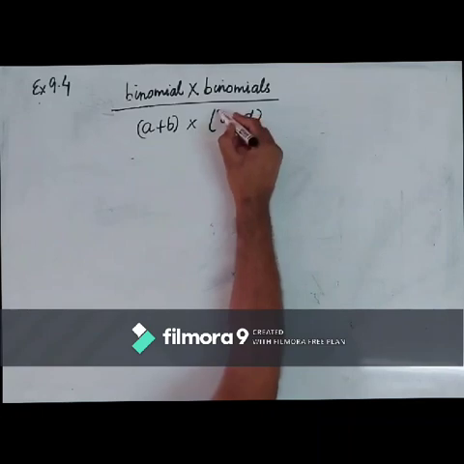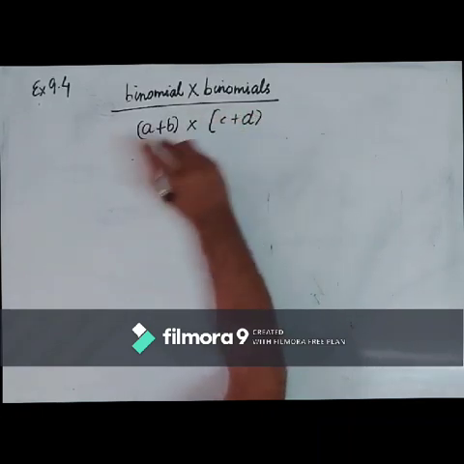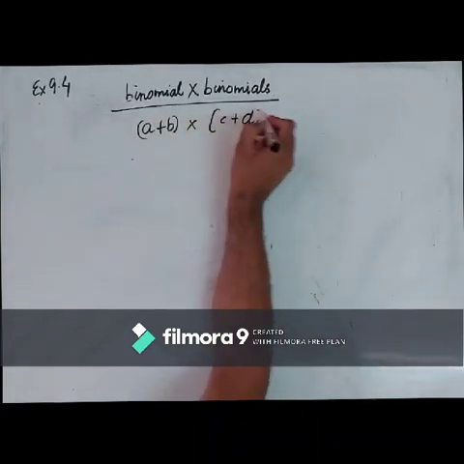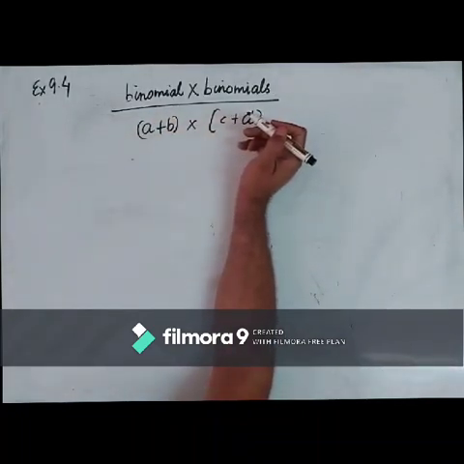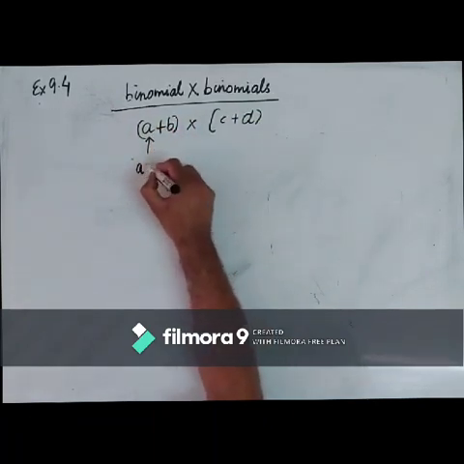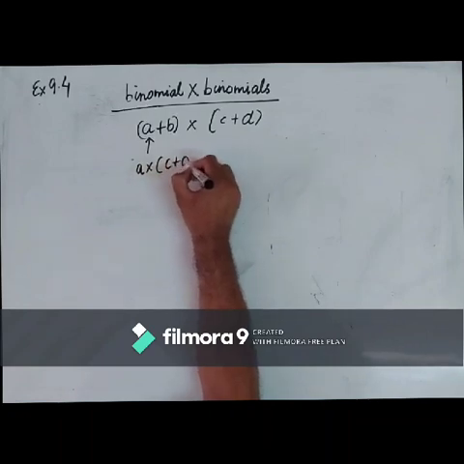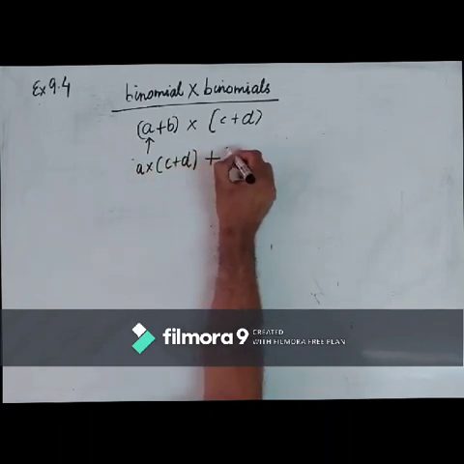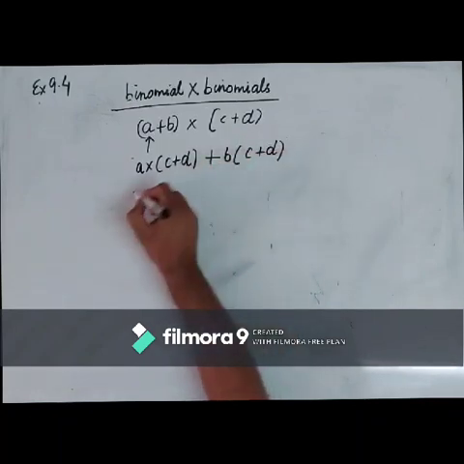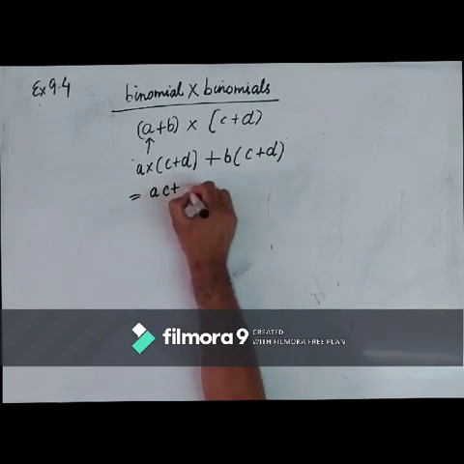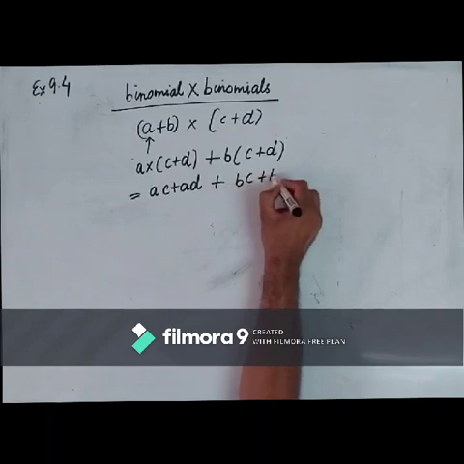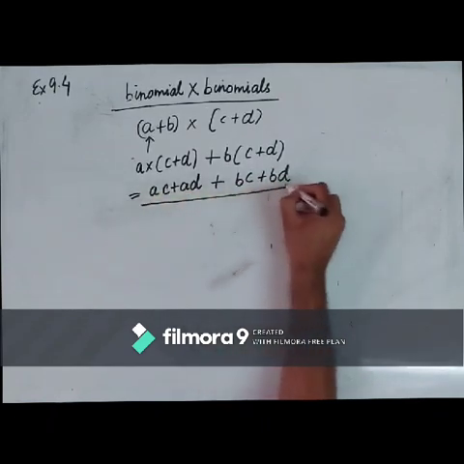So there are two, three different methods. One method, the most common method, is by putting all terms in multiplication. So how do we multiply all terms with each other? Take a first, and multiply it with c plus d, and again take b, then multiply it with again c plus d. So you will have ac plus ad plus bc plus bd. So this is one of the methods.